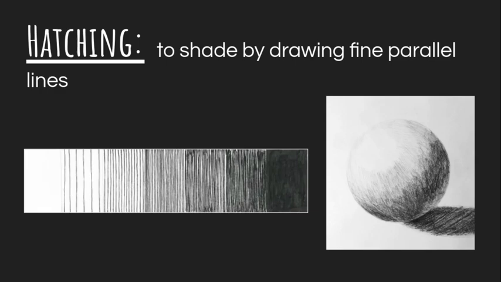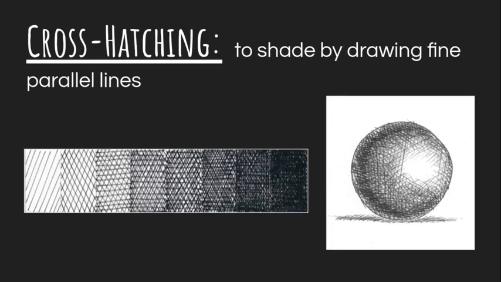And the same thing goes with our next two, hatching and cross hatching. Hatching is to shade by drawing fine parallel lines, okay? So you're having just one line. Sometimes they are diagonal, vertical, horizontal. It depends on what you are sketching, okay? And cross hatching is sort of having hatching done twice, okay? Where you go one direction, then go the other direction, hence cross hatching. And so this is drawing fine parallel lines, but they're crossing over each other. And that's your cross hatching for you.